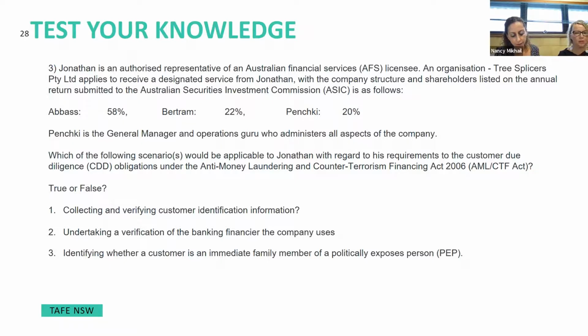Question 1, collecting and verifying customer identification information. Is it true or false? Undertaking number 2, a verification of the banking financier and the company uses. True or false? And the last one, identifying whether a customer is an immediate family member of a politically exposed person, PEP.